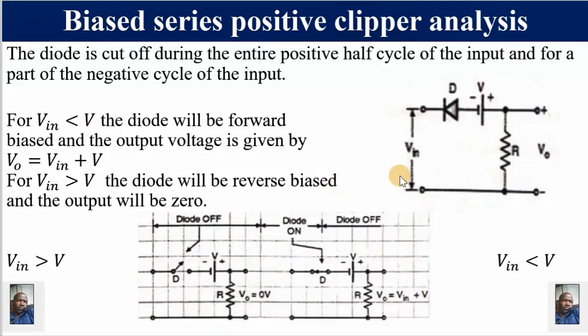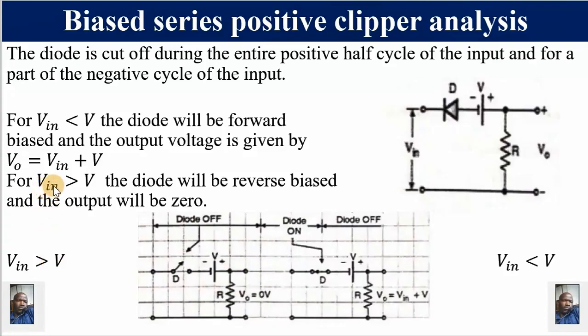Alright, let's analyze it when Vin is less than V. The input voltage is less than V. This diode is reverse biased because this negative half cycle is connected to the cathode. Hence, it behaves as an open switch. Hence, the output will be equal to 0. Take note, the output will be equal to 0 for Vin less than V.